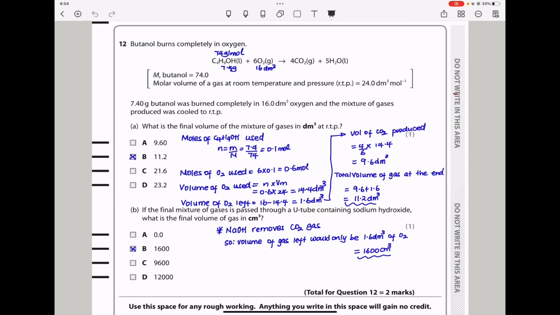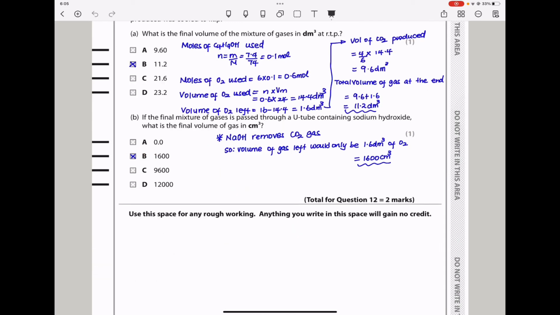We can also determine the volume of carbon dioxide produced using the mole ratio from the equation, as well as the volume of oxygen. So here the mole ratio of oxygen used to carbon dioxide produced should be 6:4. So 4/6 times 14.4 gives me 9.6 decimeters cubed of carbon dioxide. Here I used the volume of oxygen that reacted. The total gas left at the end should be 9.6 plus 1.6 decimeters cubed, which gave me 11.2 decimeters cubed. So my answer should be a B.